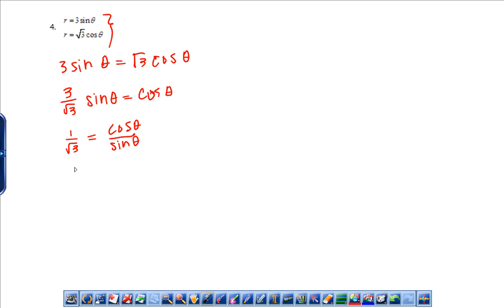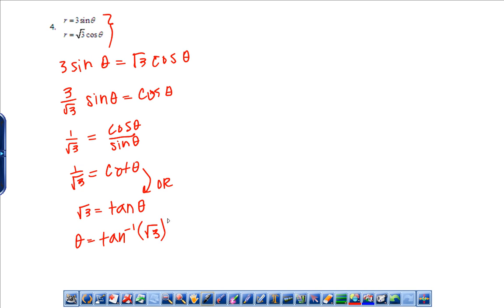Cosine over sine is cotangent. So this is 1 over root 3 equals cotangent. If you don't like cotangent, you can change this to say this is root 3 of tangent. These mean exactly the same thing. So if I do theta is equal to arctan of root 3, and I'm going to go ahead and draw my triangle. So arctan, so it'd be root 3 over 1, and this is 2. So this is going to be, I'm sorry, a 30-degree triangle. So this is pi over 6.